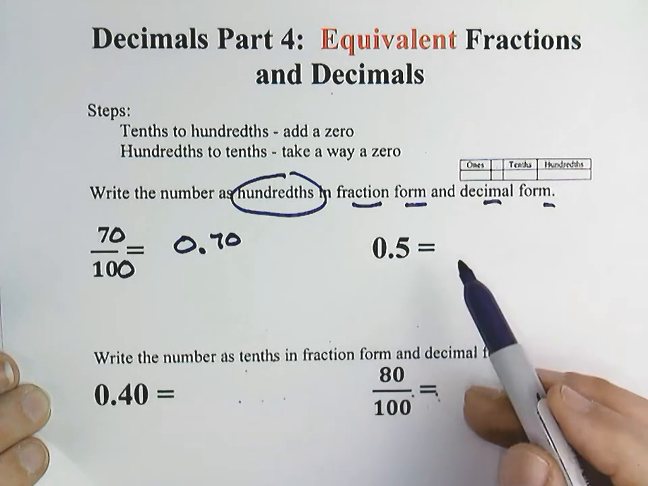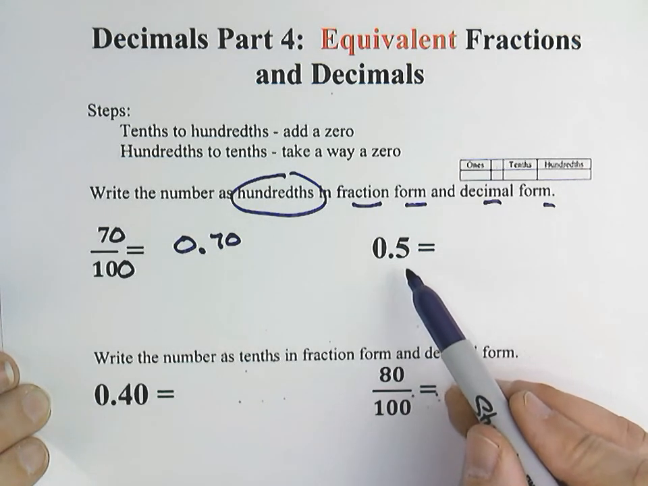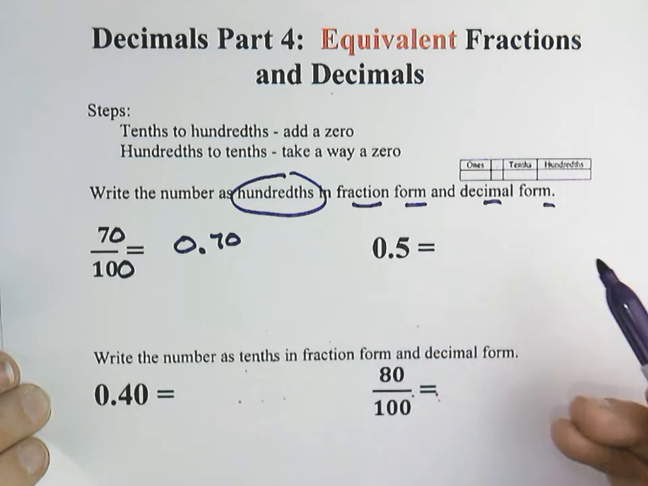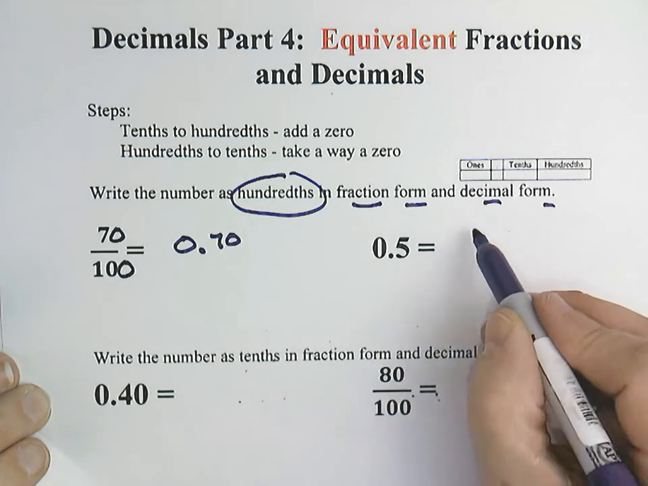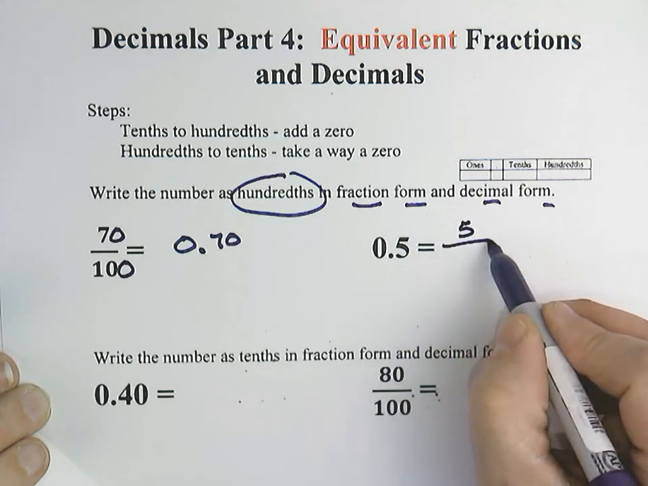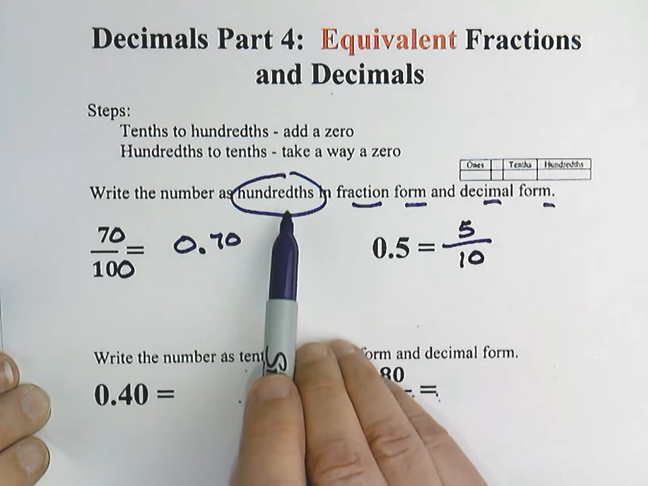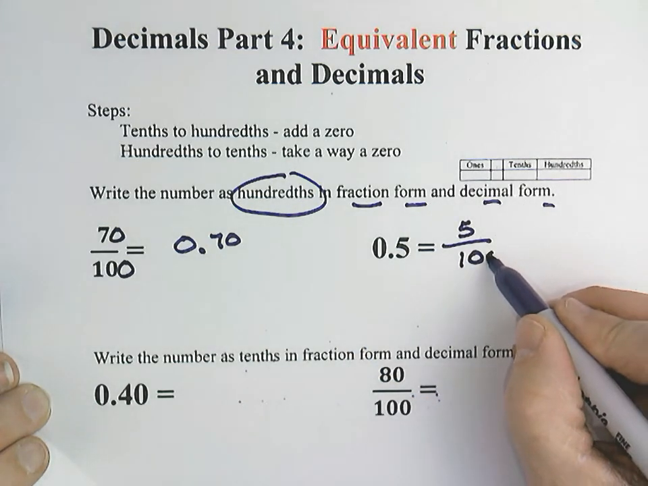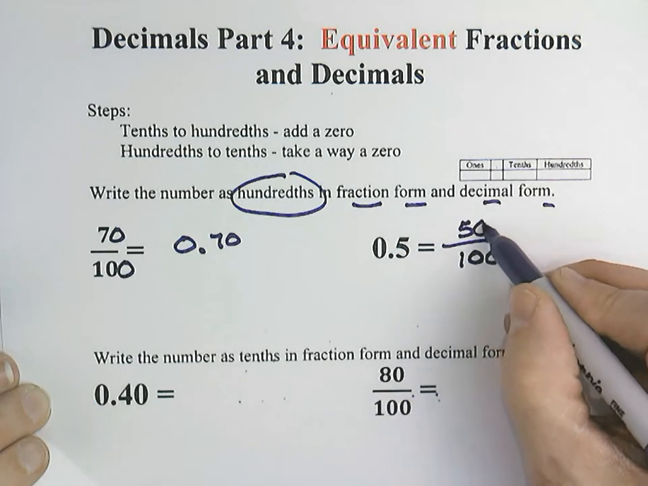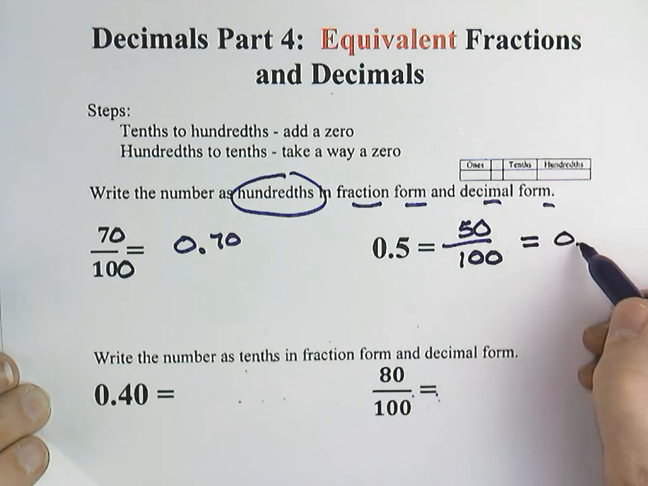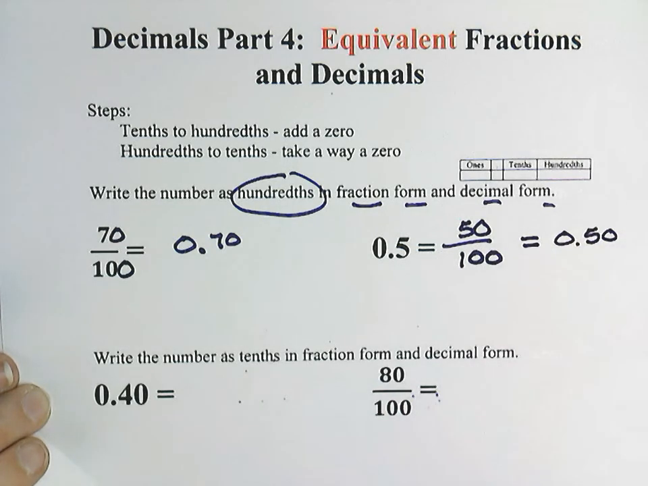Here we have decimal form, that would be 5/10ths, and our job is to turn this into hundredths. I think that's just easier to write 5/10ths. Most people kind of relate to that fraction 5/10ths, but our job is to write it as hundredths, and all we're going to do is add a zero. If we add it on the bottom, we must add it on the top, and then decimal form would be 50/100ths.